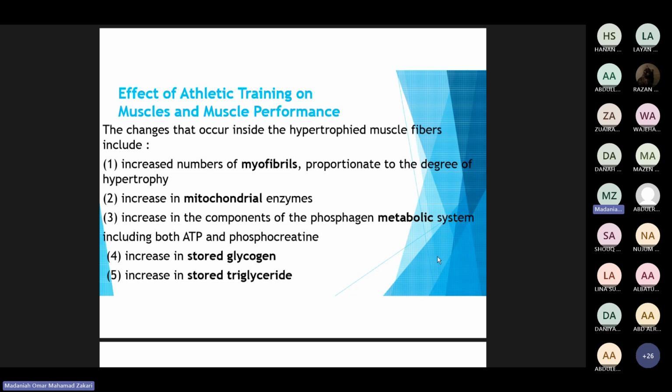The effect of athletic training on the muscle and muscle performance. The changes that occur inside hypertrophied muscle fibers include... Of course, people who are trained, their muscles become hypertrophied. Why? Because they want to produce more activity. So mitochondrial number increases, muscle size is increased. So these changes occur in hypertrophied muscle.